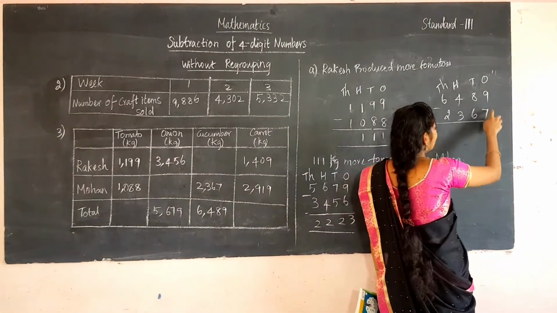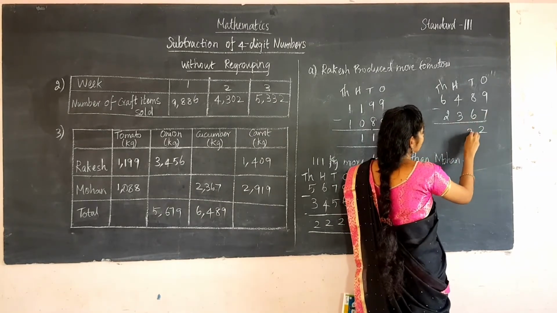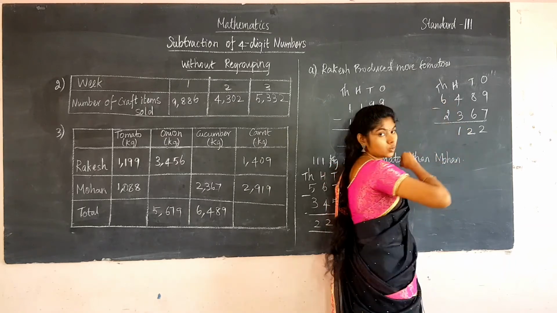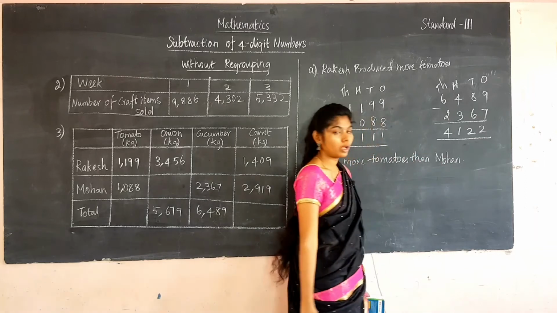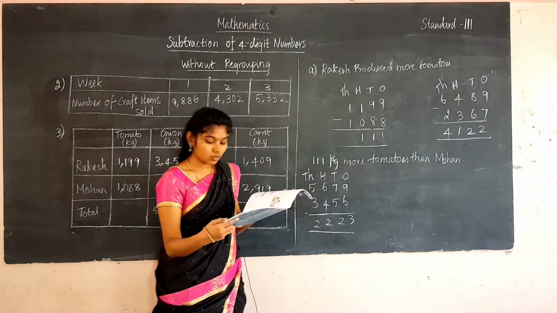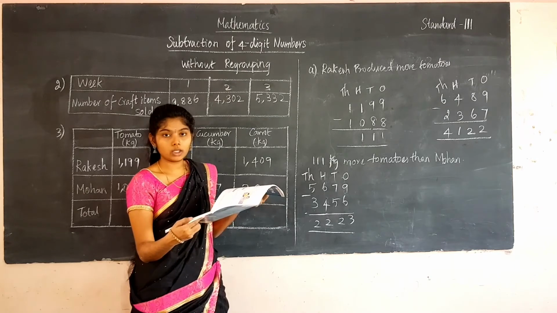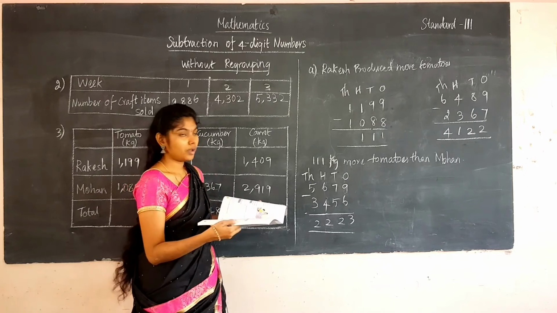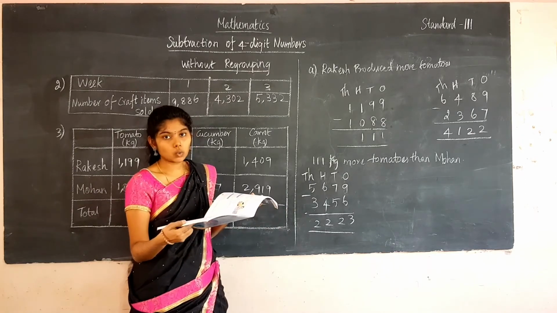So check that. 9 minus 7 is 2, 8 minus 6 is 2, 4 minus 3 is 1, 6 minus 2 is 4. So you now got the answer as 4122. So see the problem, Rakesh farm has produced 4122 kg of cucumber. So is it right or wrong? The answer is verified, it is the given answer only. So it is true. So write the answer as true.